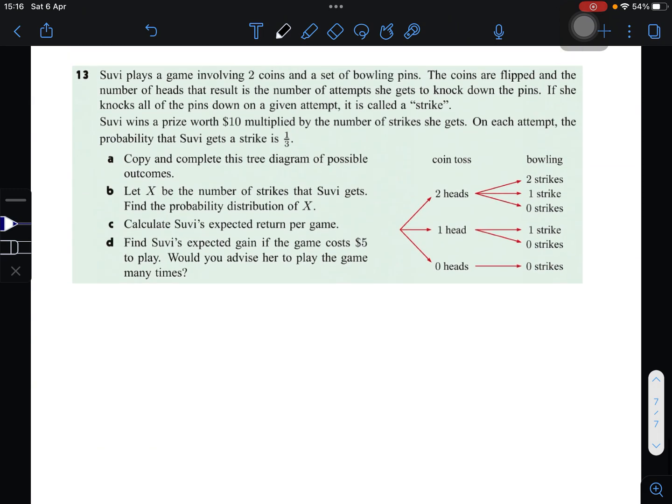Great. Last question. It's probably going to be quite a long video. Suvi plays a game. She's got 2 coins and a set of bowling pins. This is the very last one on the chapter. Let me start highlighting stuff as I go through. She plays a game involving 2 coins and a set of bowling pins. I'm trying to think, are there 10 bowling pins? It might be significant. The coins are flipped and the number of heads is the number of pins that she attempts to knock down.